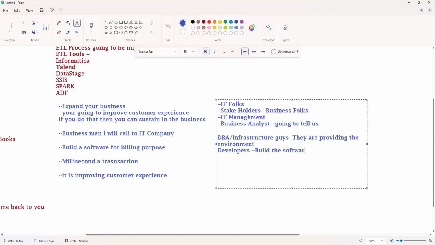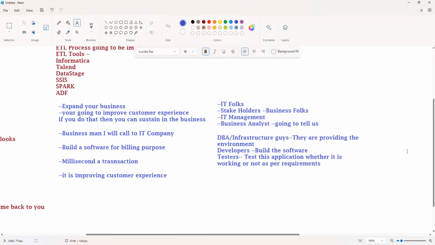Now who's going to test it? Testers are going to test this application, whether it is working or not, as per requirements. The business provided a requirement to build the software. Suppose this software, instead of taking milliseconds, takes 10 minutes. Is it of any use? No, right? So that is the reason testers are going to test this application.